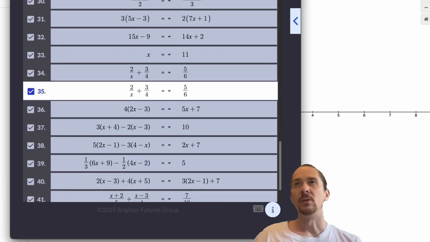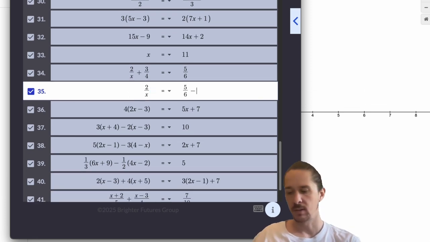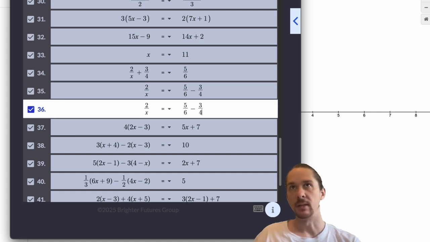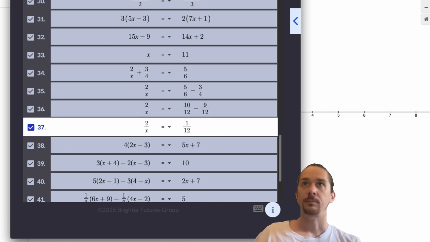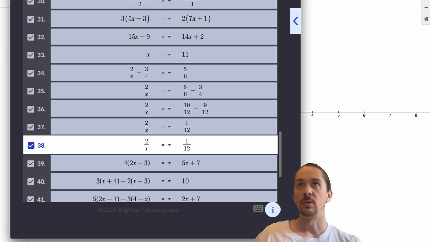Okay, now I see the x down there. What do I want to do? I'm going to subtract 3/4 from both sides. Now, let's see. If I make this a denominator of 12, the numerator is 9. If I make this a denominator of 12, the numerator is 10, which means that this is 1/12. Now I'm going to multiply both sides by 12, and I'm going to multiply both sides by x. Perfect.